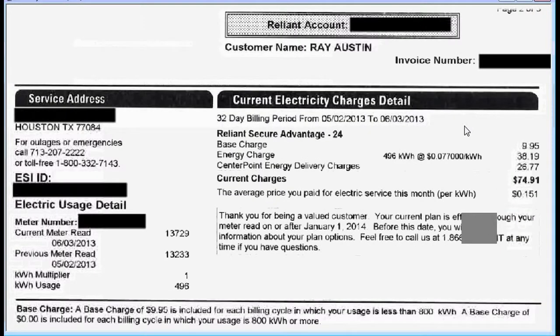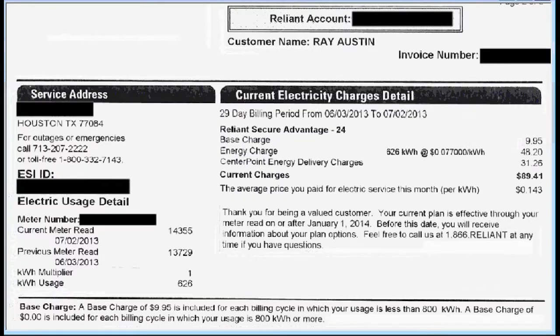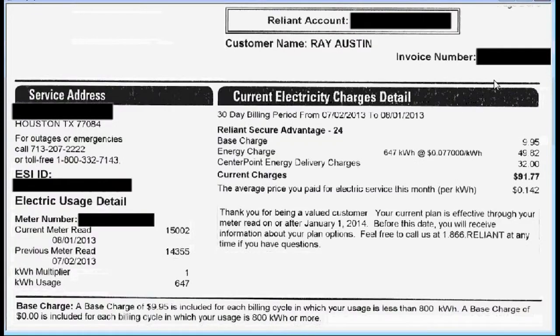So we go on to the next one, $74.91. Well, it's just another reference one that we look at, but it's in between the lowest and the highest, so it's just discarded. $89.41. It's still low, so it's just a reference bill. And we cruise on to the next one. $91.77, with an average of 14.2 cents per kilowatt hour. It's getting up there, but it's still not the highest bill just yet.